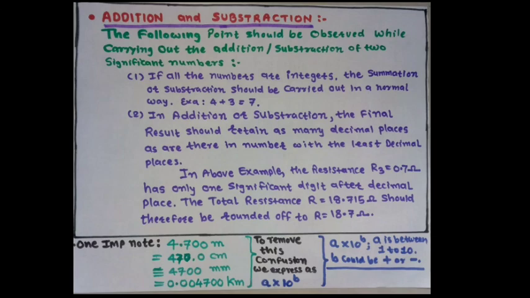Now another point. If we take 4.700 meter, written as 470.0 centimeter, also written as 4700 millimeter, equal to 0.004700 kilometer, then how can we identify the significant digits here? This is the confusion. To remove this confusion, we express the number as a × 10^b. Here a is a number between 1 and 10, and b could be positive or negative.